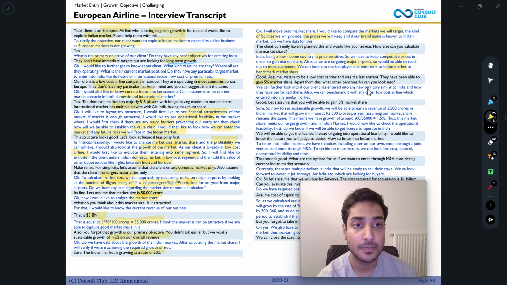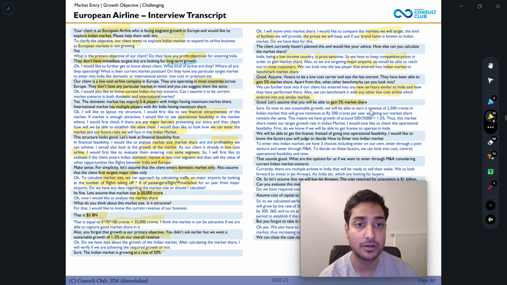Also, we can benchmark it against any other low-cost airline which entered a similar market. Okay, so you are using comparison to figure out your market share rather than doing the calculation. Good. Let's assume that you will be able to gain 5% market share. Sure. So now we'll see sustainable growth.